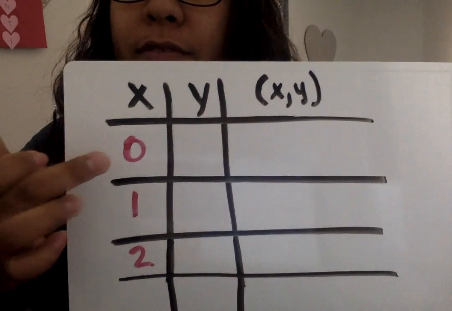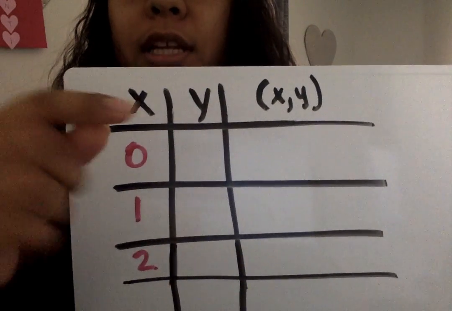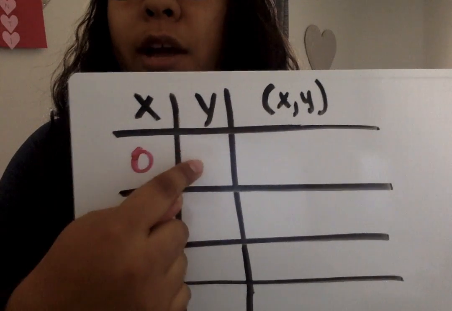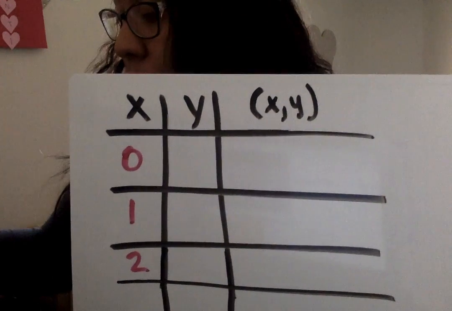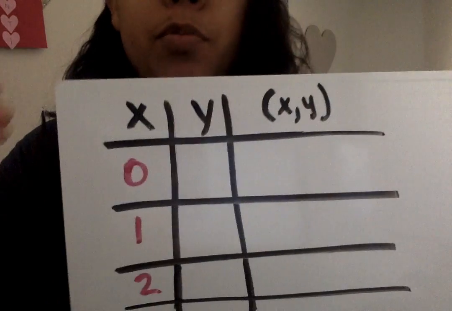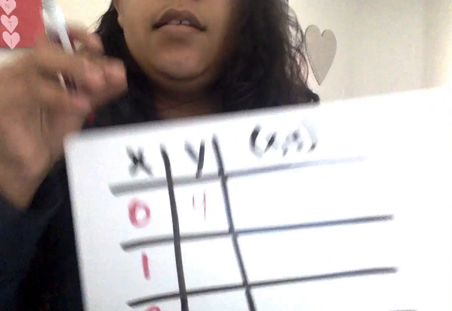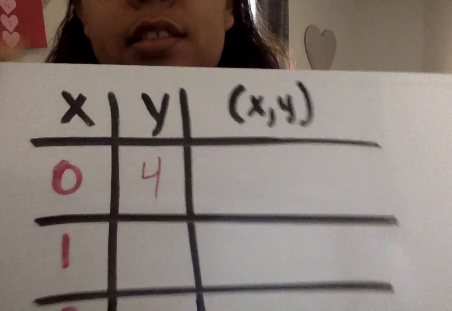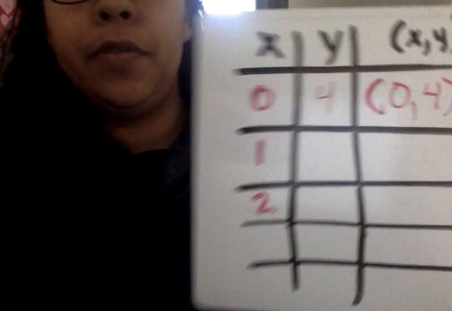So for the x coordinate, we have 0, 1, 2. Now the rule they gave you is that the y coordinate has to be 4 more than the x coordinate. If I'm thinking about this as an equation, 4 more than 0 would be 4. So we're going to plug in a 4 here. So we have 0, 4. Then for the next part, you would plug those in as coordinate pairs. So you would put parentheses, 0, comma, 4, parentheses.